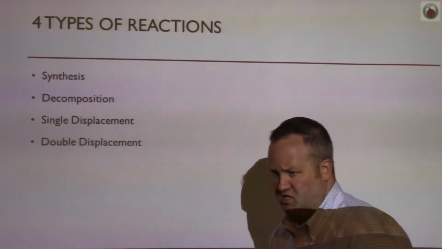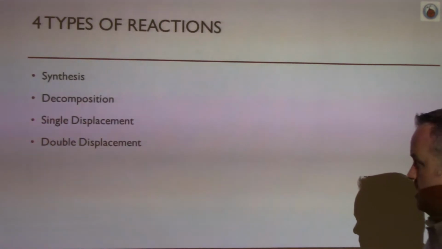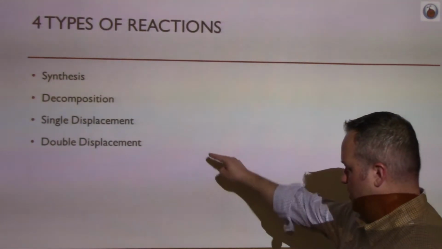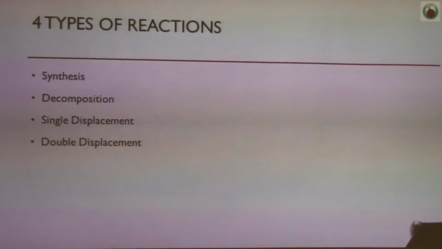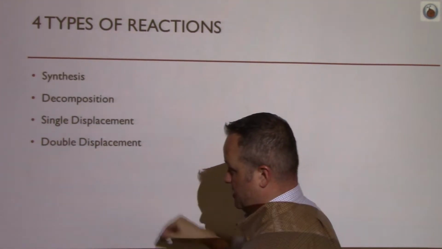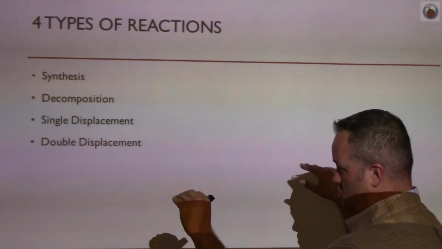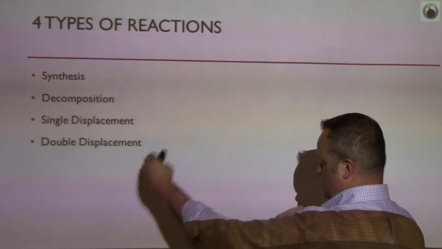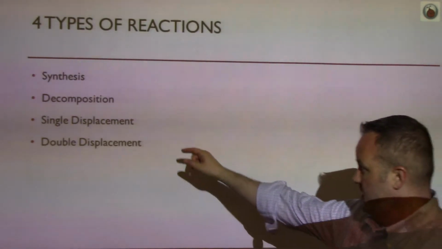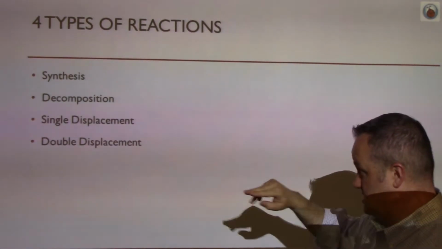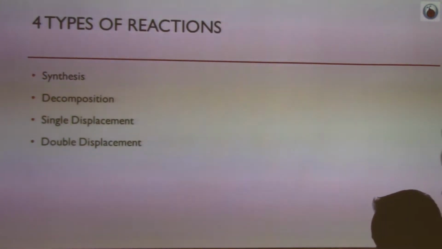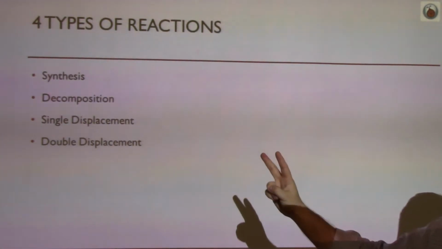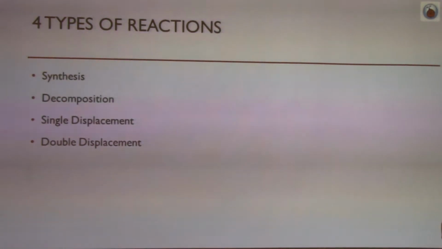Single displacement is going to involve an ionic bond, and what will occur there is a metal will take the place of a less reactive metal in an ionic bond. And then the last is double displacement, where 2 metals in 2 separate ionic bonds will actually switch positions. With a single displacement, I like to say the reason we call it single is because it results in 1 new compound, whereas with a double it results in 2 new chemical compounds. And again, those last 2 are going to be ionic bonds.